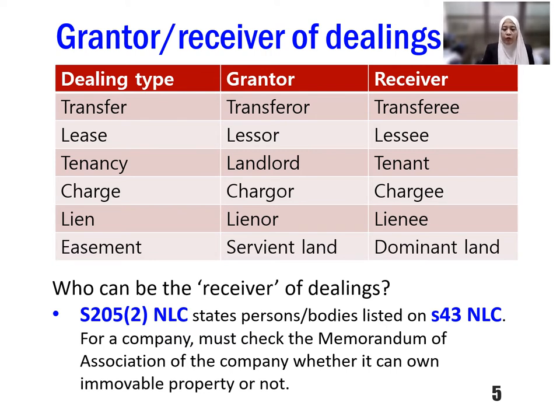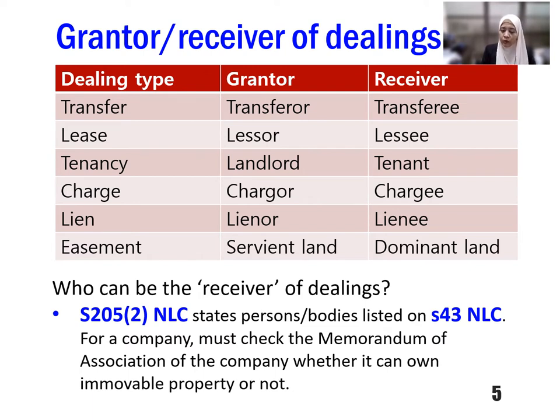Now, for transfer, the grantor of the transfer is known as transferor. The receiver is the transferee. So this is easy enough. The transferor is the original proprietor, so the transferee will be the buyer, the new proprietor. So transferor will be the seller of the land, transferee will be the buyer of the land, in the case of transfer.